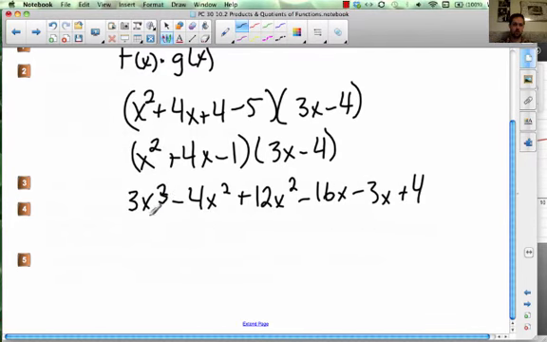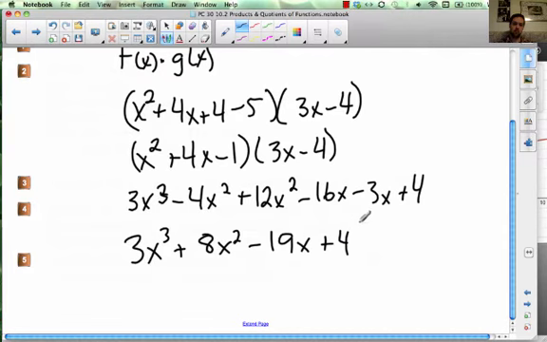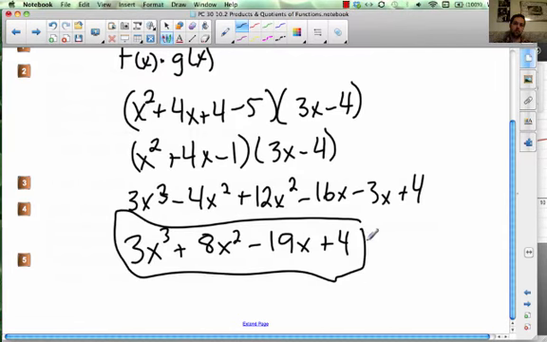Sorry, this should have been cubed. Group your like terms, so 3x cubed now, minus 4x squared plus 12x squared will leave us with positive 8x squared. Minus 16 minus 3 will leave us with minus 19x, and then plus 4. And this is our new function, a cubic function.